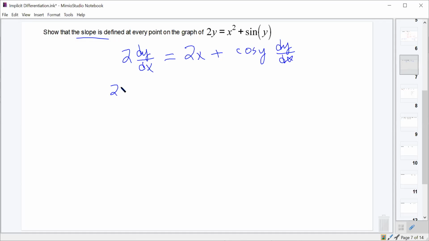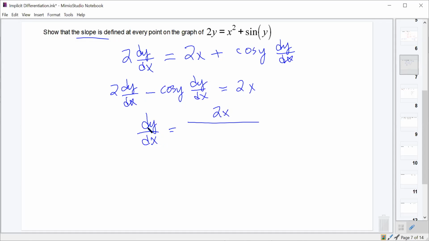So we'll bring one to the other, and we'll factor out the dy/dx. And if I factor out the dy/dx, I'm just going to divide by that 2 minus cos y. And the question was asking us to show that this slope is defined for every point.